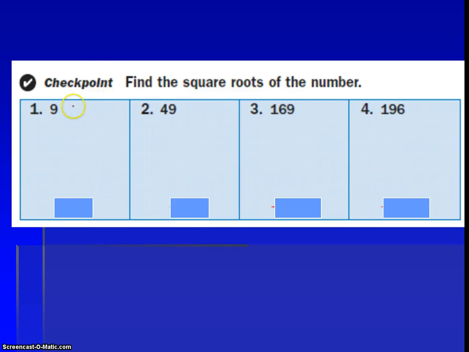Find the square roots of these numbers. Remember, you're finding the square root. So you're trying to think of a whole number that would multiply by itself to equal 9. They told you what to do, so they didn't put the symbol. You're finding a single number that would multiply by itself to equal that number. Pause the video, try 1 through 4. Raise your hand and see Mrs. Shea to check your answers.